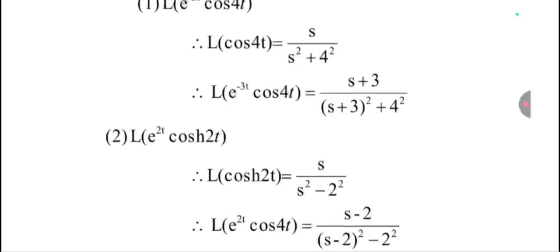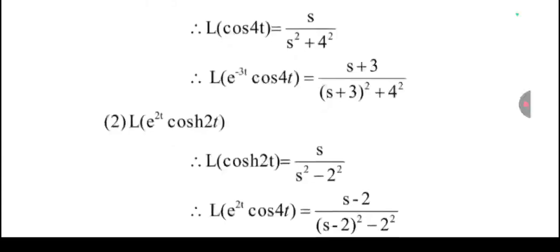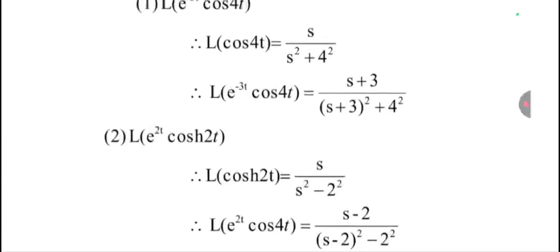Next one, L of e power 2t into cosh 2t. Here the result is L of e power at into f of t equals L of f of t, where s is replaced by s minus a. So first find out what is L of cosh 2t. By the formula, this is s by s square minus 2 square. Here a equals 2, so replace a by 2.